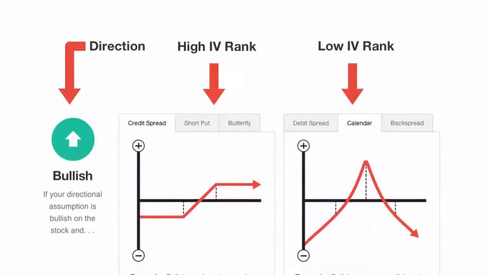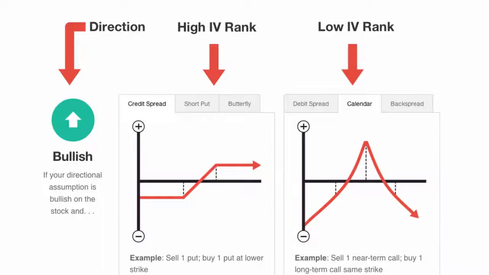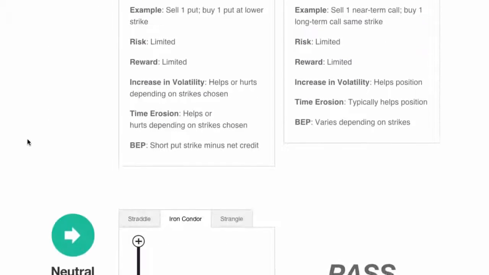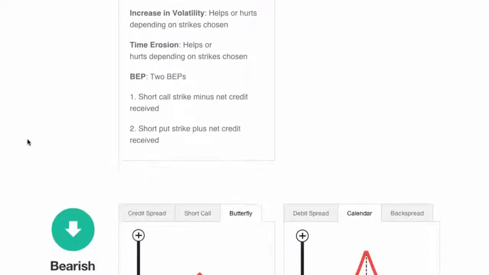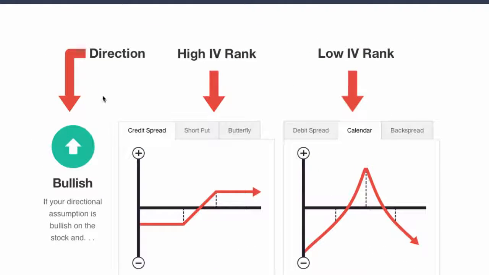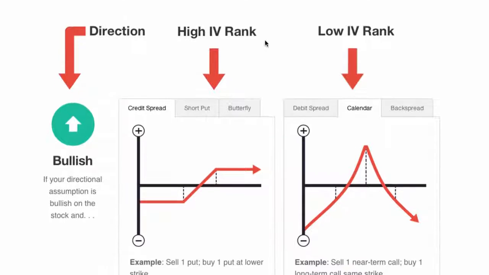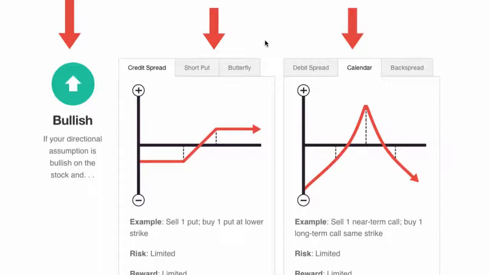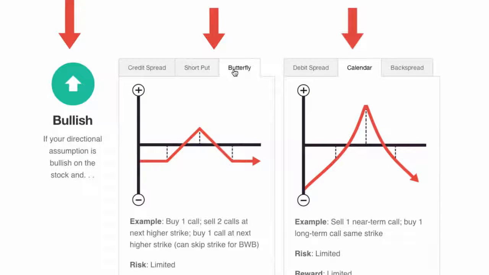So down below, we have this quick, really nice layout where you pick A, the direction. Are you bullish? Down below is, are you neutral on the strategy, or are you bearish on the underlying stock? And then next to that, you pick IV rank. So is implied volatility above the 50th percentile or below the 50th percentile? And depending on where it is, then you choose your strategy, whatever fits for that particular instance.